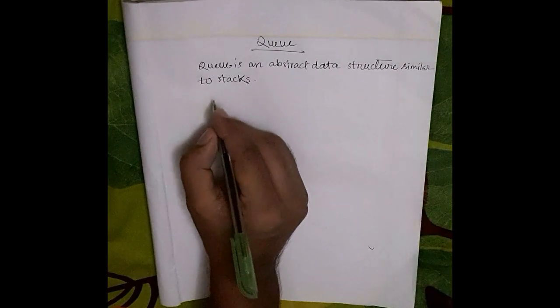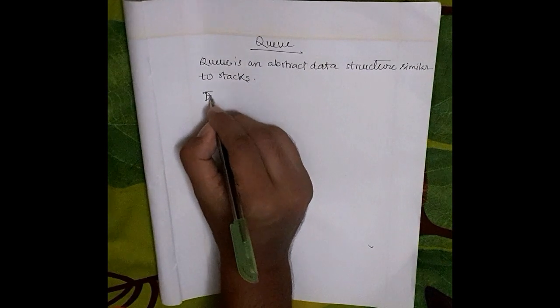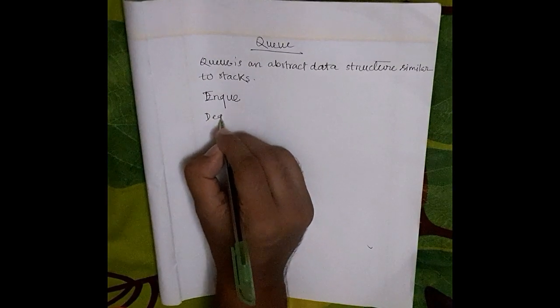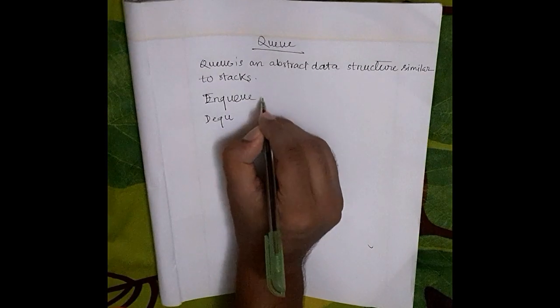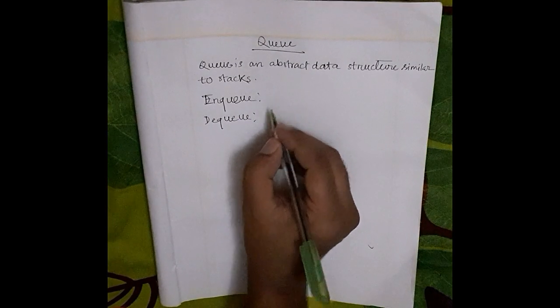But unlike stacks, a queue is open at both of its ends. One end is always used to insert data, and that process is called enqueue, and the other end is used to remove the data, that is called dequeue. So there are two processes involved. The first process is called enqueue. There is another process that is called dequeue, right? Enqueue and dequeue.